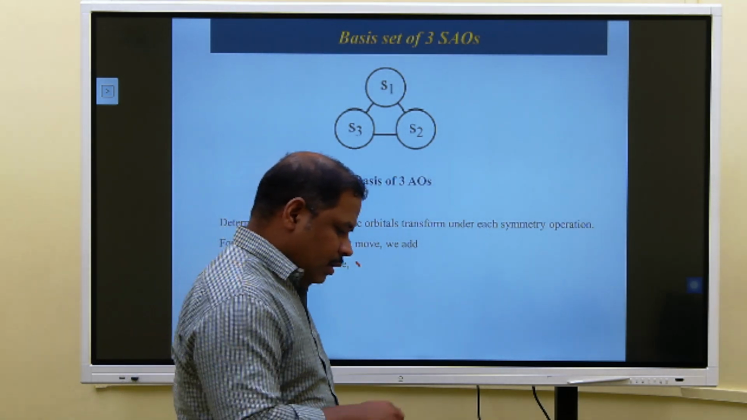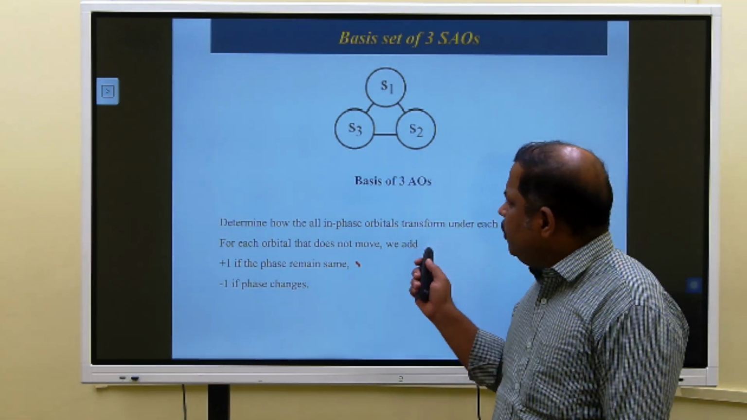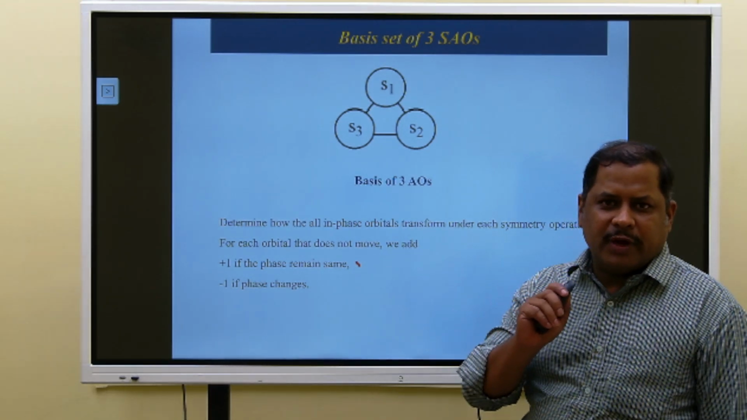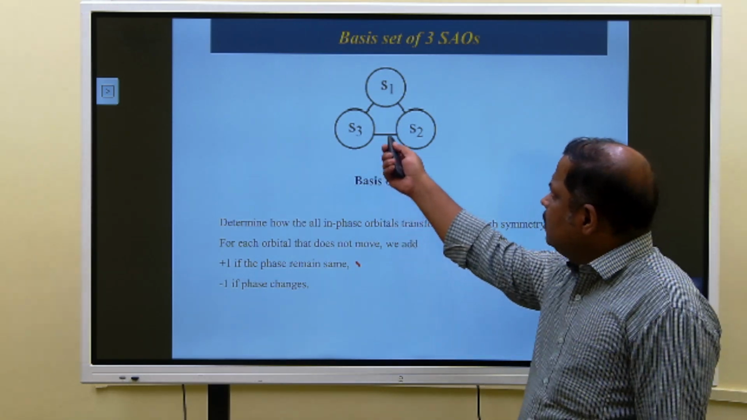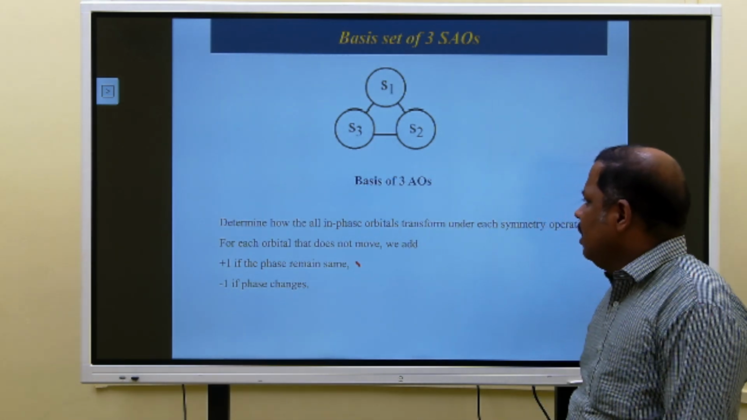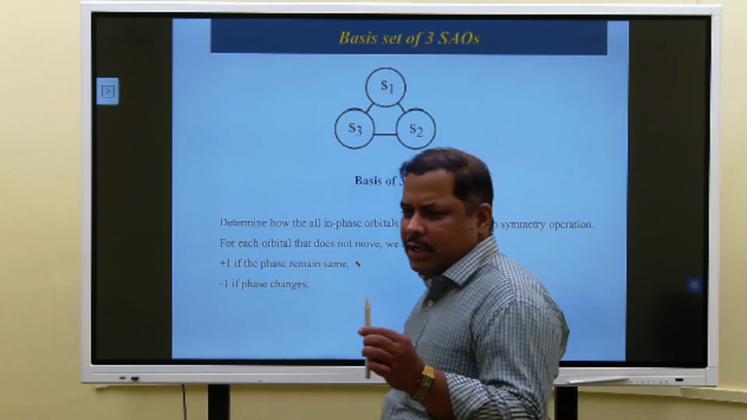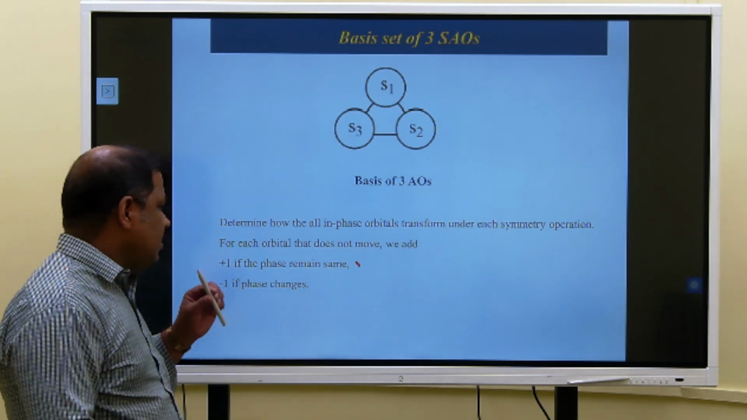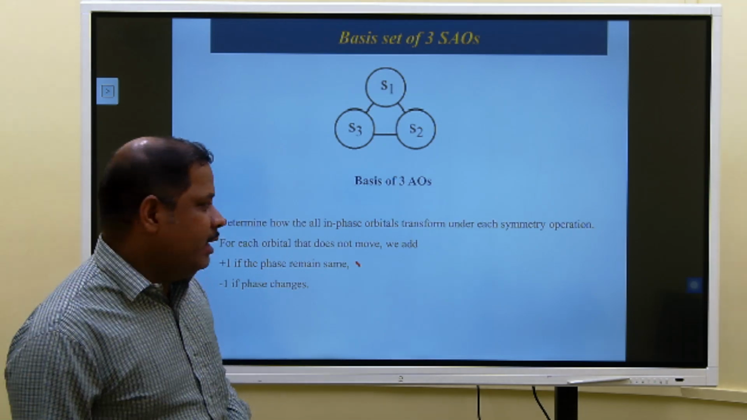Now, in the first slide, I have informed you that to construct the SALC, we have to find out the fragment orbital and the SALC for the fragment orbital. So these are the three hydrogens I am taking, right? I am taking the example of BH3. Now, during the symmetry operation, if no change is going to happen, then we will write +1, and if the phase is going to be changed, then we will write -1.